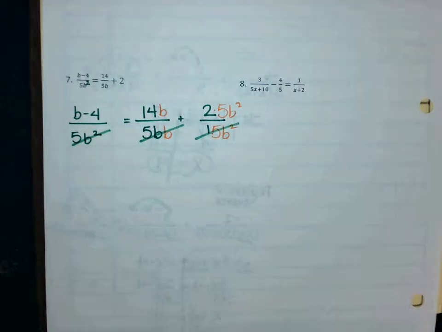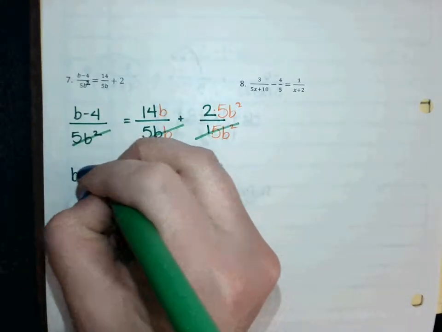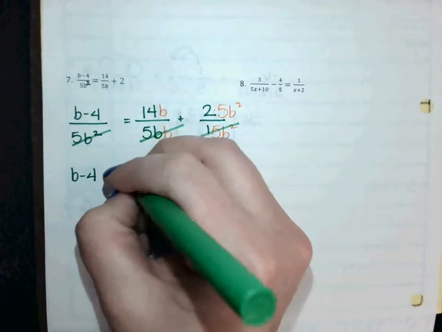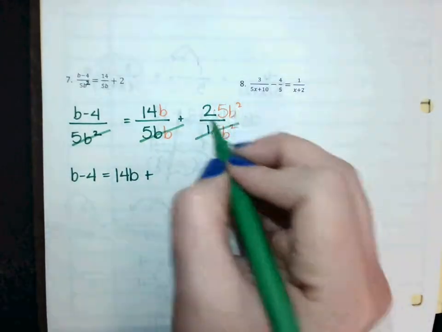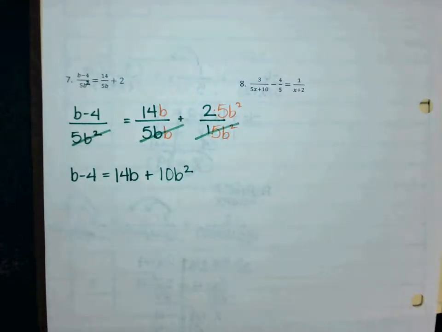So on the left side, I have b minus 4 that I'm bringing down. That was what was on the top, equals. What is this now? 14b. And what is this now? Okay, now if it has a 10b squared, now keep in mind I changed this and didn't work the numbers out, but how would you have to do it if there's a b squared in it?